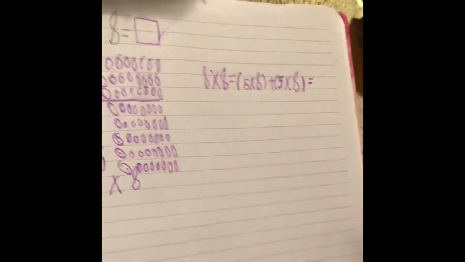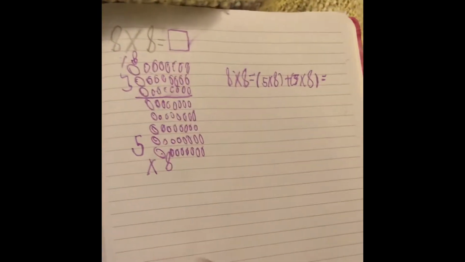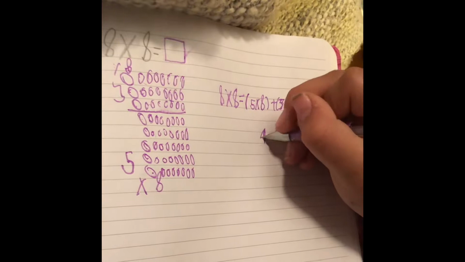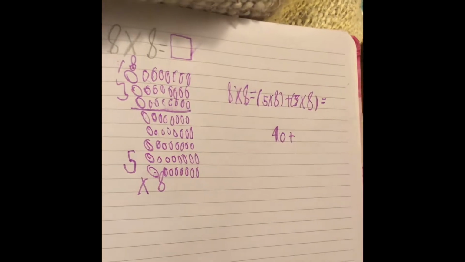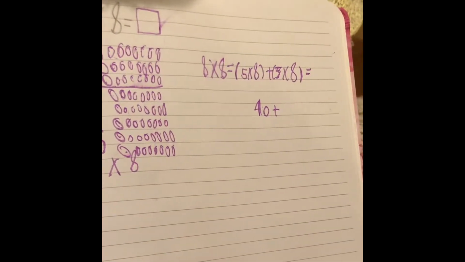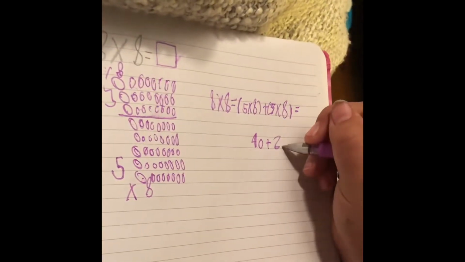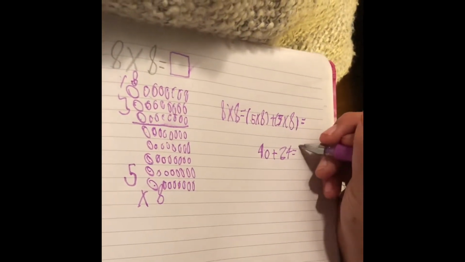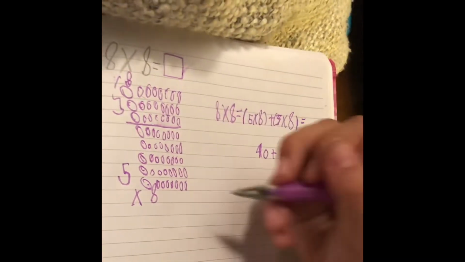So 5 times 8 is... What is 5 times 8? 40. So put your fingers on soccer hands. It would be 40 plus 8 plus 8 is 16. 16 plus 8 is 24. So it would be 40 plus 24 equals 64. That's dope.